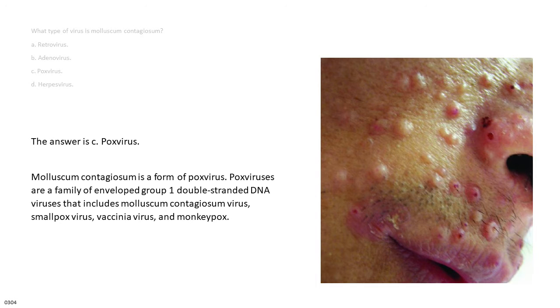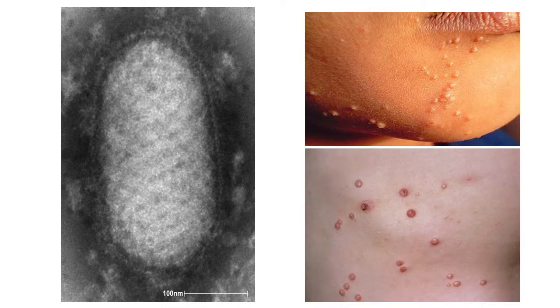The answer is C. Poxvirus. Molluscum contagiosum is a form of poxvirus. Poxviruses are a family of enveloped group 1 double-stranded DNA viruses that includes molluscum contagiosum virus, smallpox virus, vaccinia virus, and monkeypox.